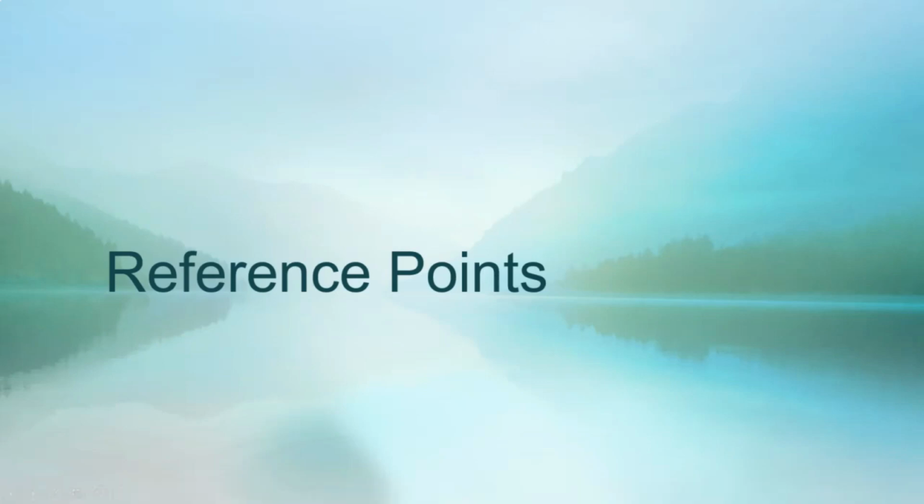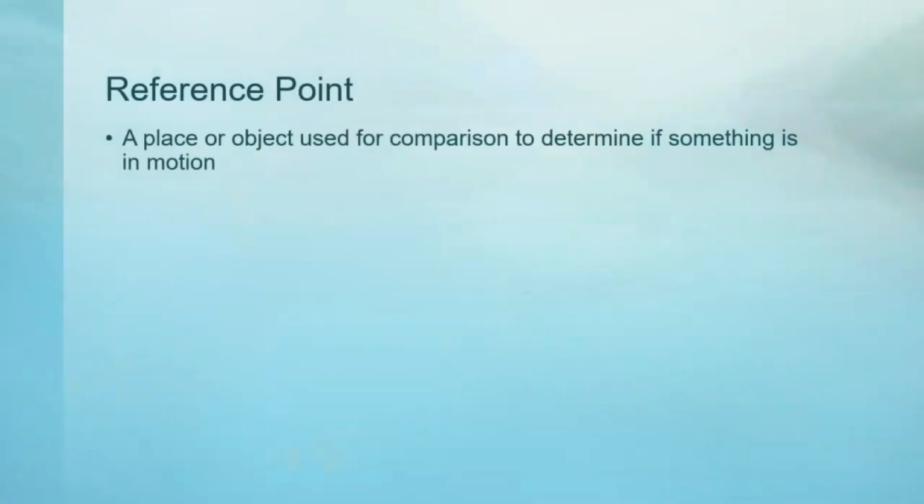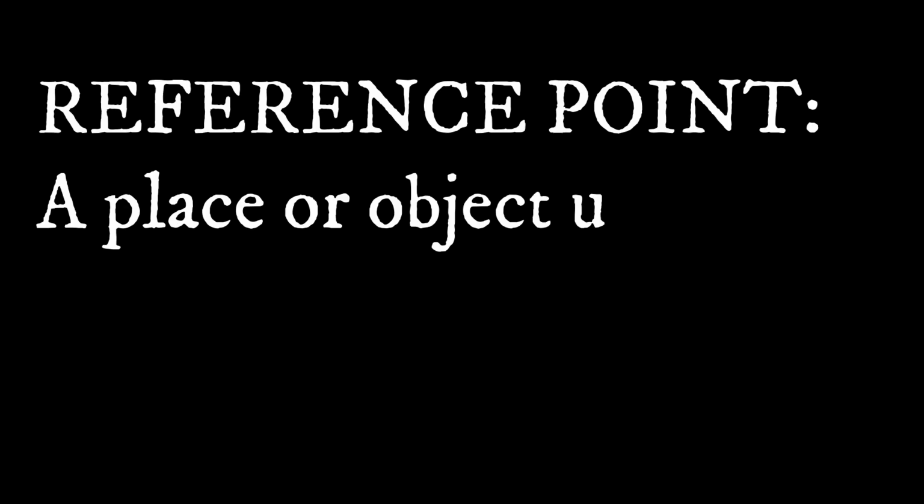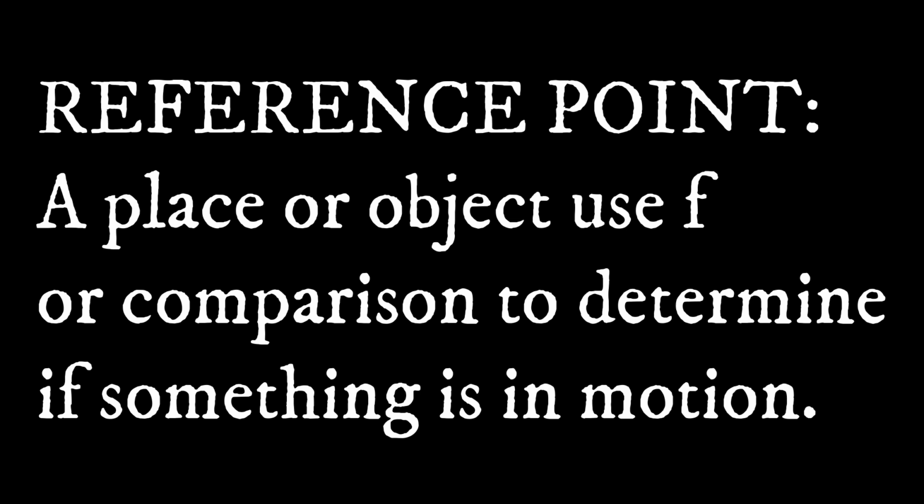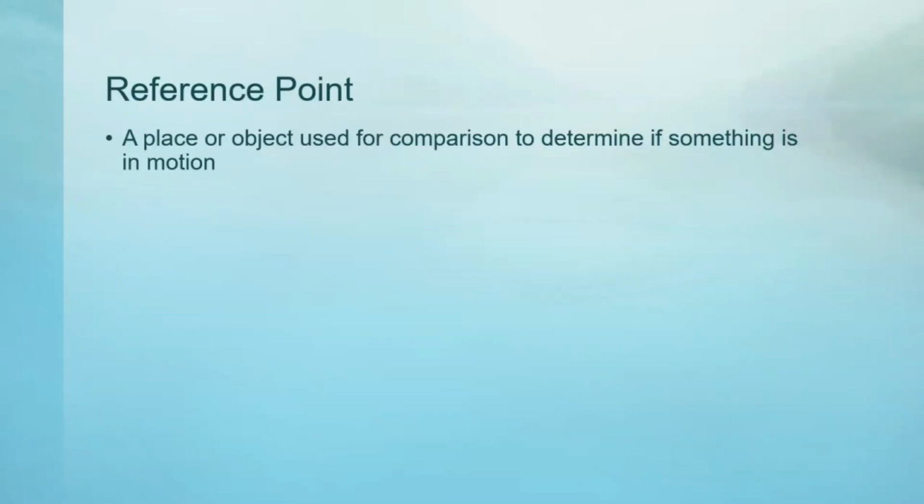Hello, and thank you for watching this video about reference points. A reference point is a place or object used for comparison to determine if something is in motion. Basically, you're finding something to look at in order to decide if you or something else that you see is moving or not. You're using that object as a reference.